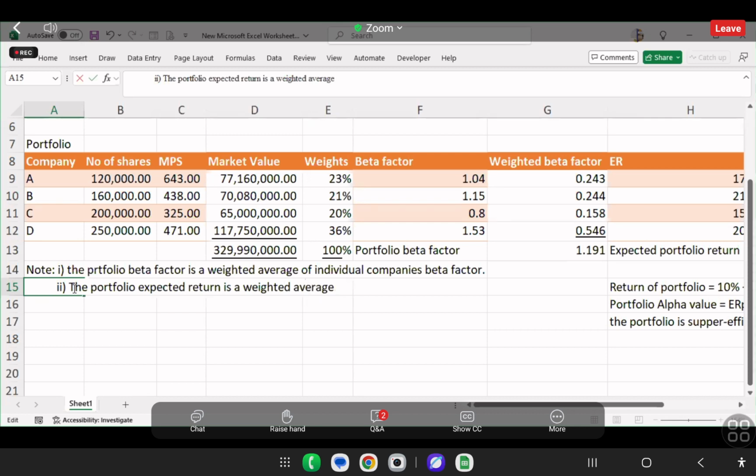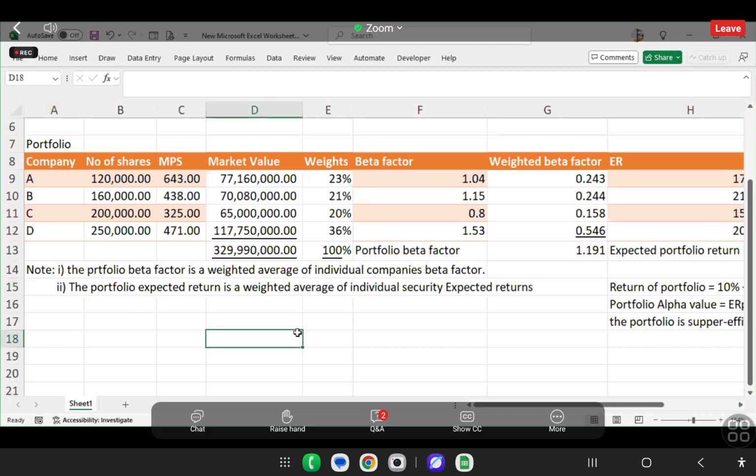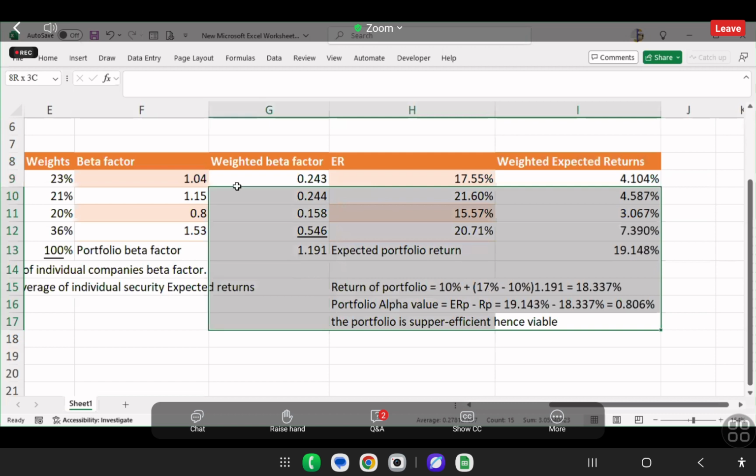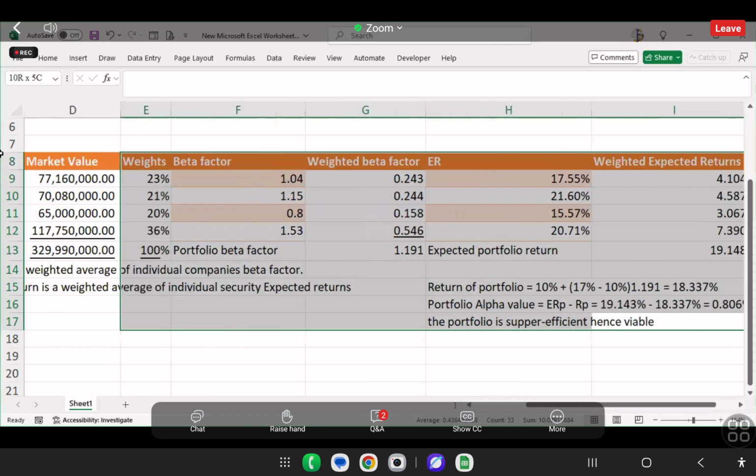It is a weighted average of individual security expected returns. If we got it like that, then it means we would comfortably say that we have answered the question and we have done it in the very right way.